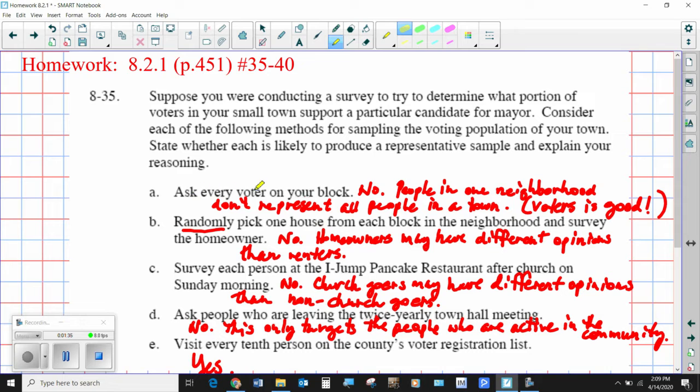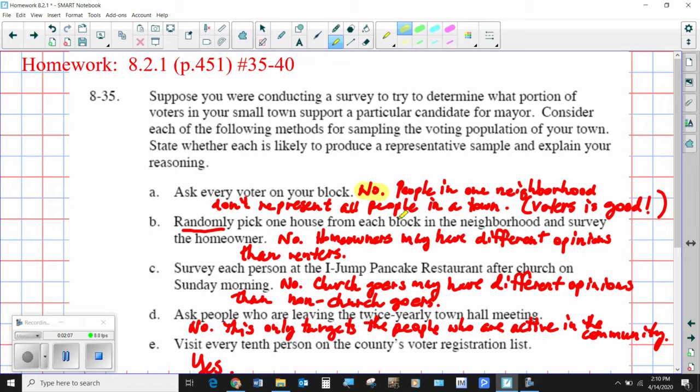So if you ask every voter on your block, that's a no, because people in your neighborhood may not have the same demographic as people in another neighborhood. I mean, all of you have seen some neighborhoods have really expensive houses, and the people that live in those neighborhoods have lots of land and lots of money, and their priorities would be different than people in another neighborhood on a different block where the houses didn't have as high of a value. So yeah, that is not really representative.